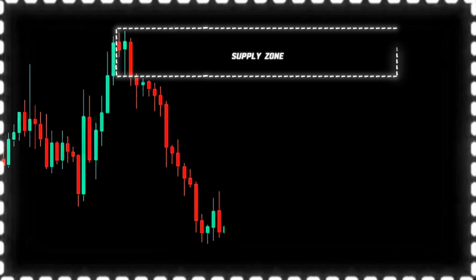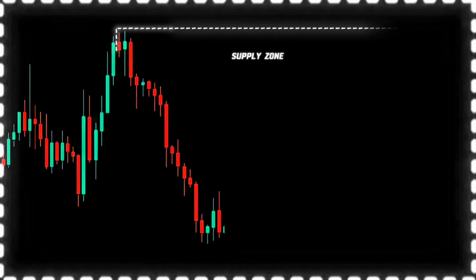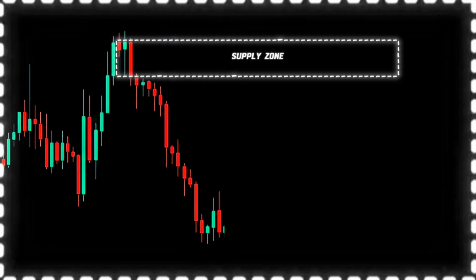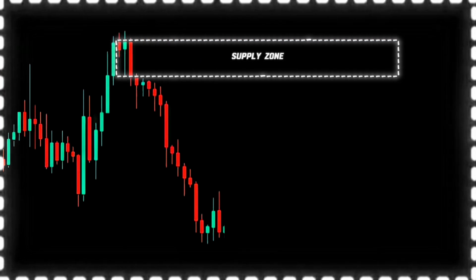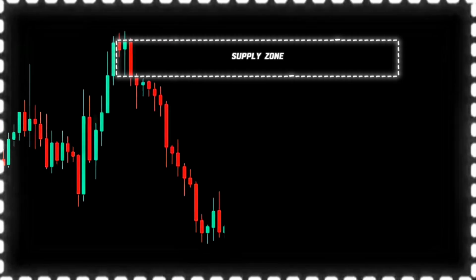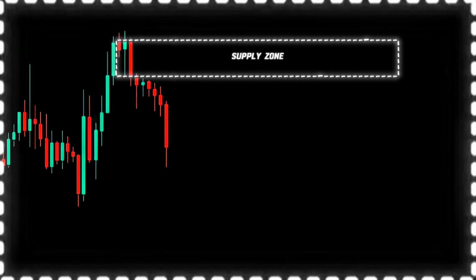So what do we mark? We take the high of that last bullish candle and the low of the same candle. And that becomes our supply zone. You can draw it wick to body or body to wick, depending on your style. But the idea is simple. We're marking the exact price range where the sellers entered the market.